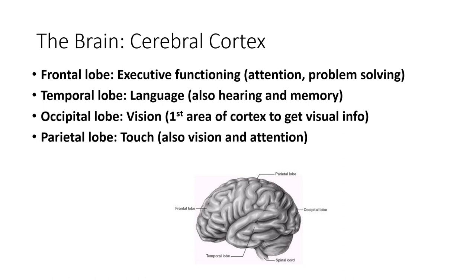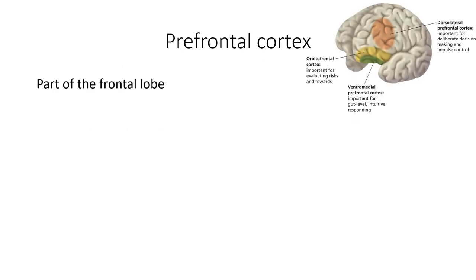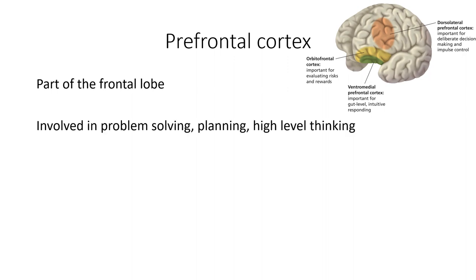But when we're talking about a lot of things with human cognition, we're referring more to the frontal lobe and a little bit less to the temporal lobe and the others. Why is that the case? Because the prefrontal cortex is part of the frontal lobe. And the prefrontal cortex is very important in human cognition because it's involved with things like problem solving, planning, high-level thinking. It is the last part of the brain to develop. It typically doesn't finish developing until you're in your 20s, and some are even saying now as late as 26. It is basically responsible for a lot of things like risk taking and the analysis of risk versus reward, that type of thing.